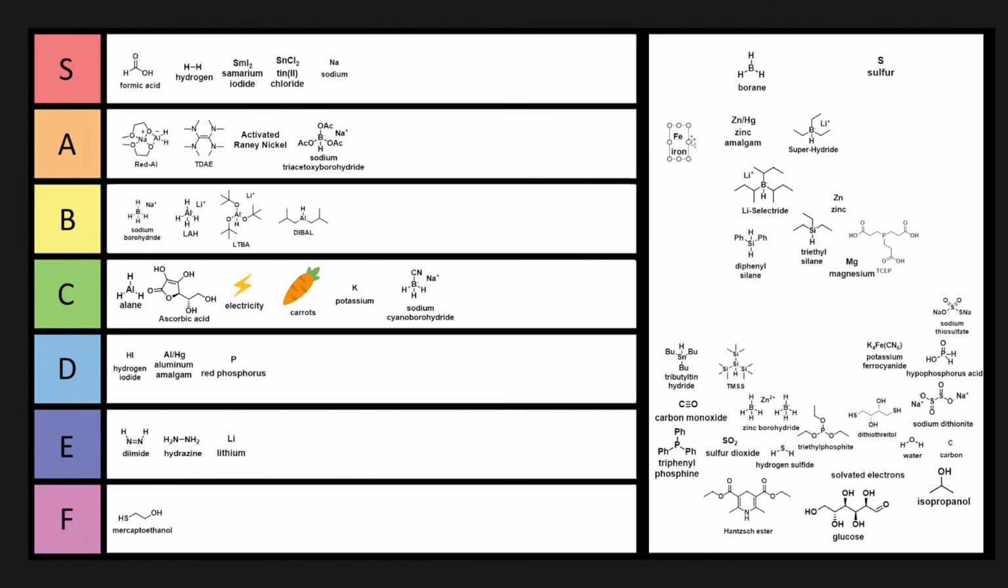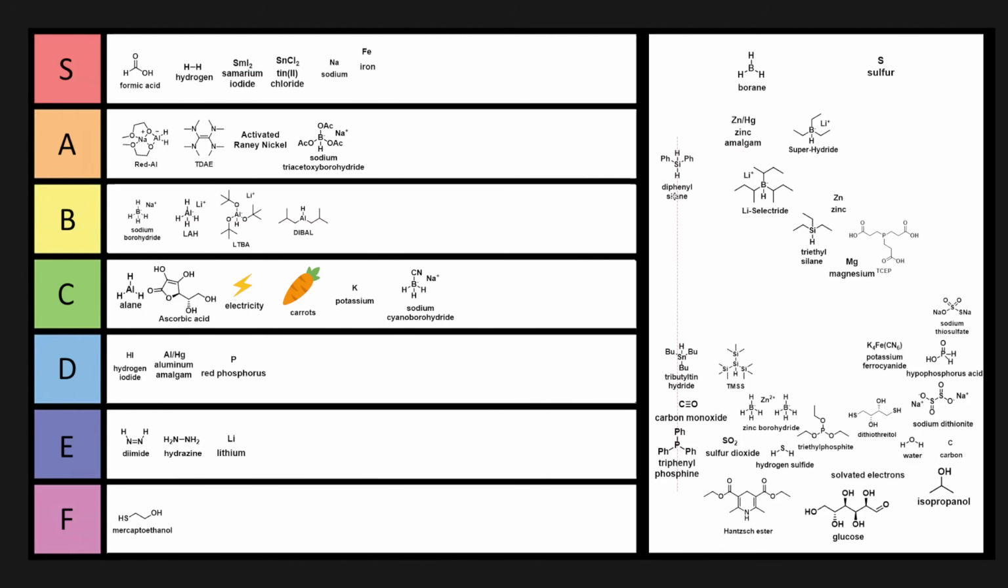So iron. Iron is a good reducing agent. You'll see it used in the reduction of nitroarenes. It's one of the more common methods to use iron and HCl to reduce a nitro group. So iron's pretty decent. It's kind of everywhere, so it's pretty chill. I'm going to put iron in S tier.